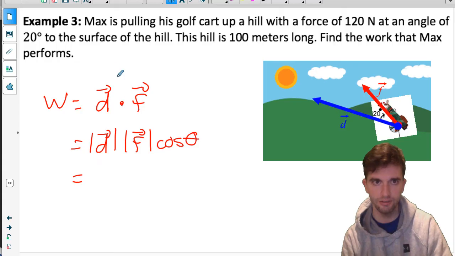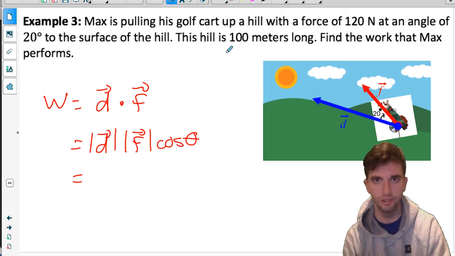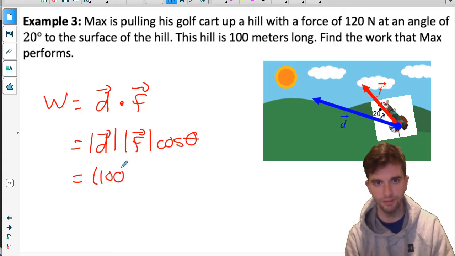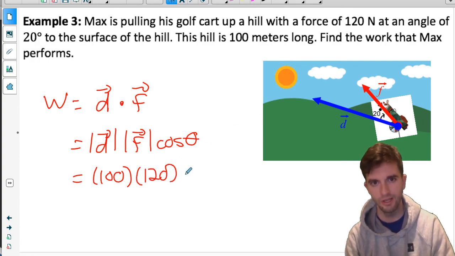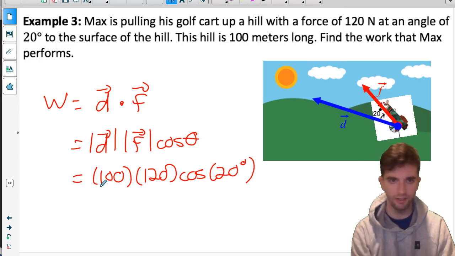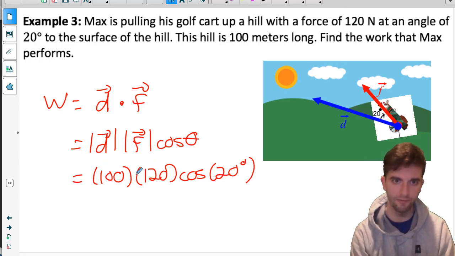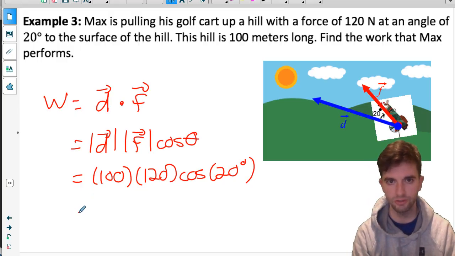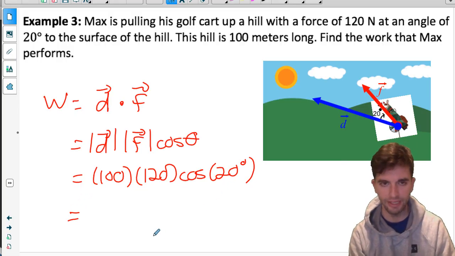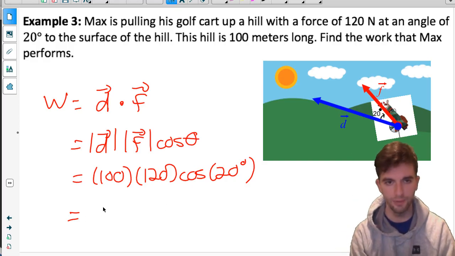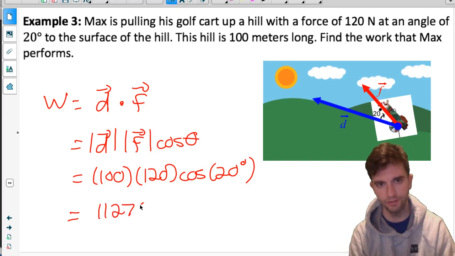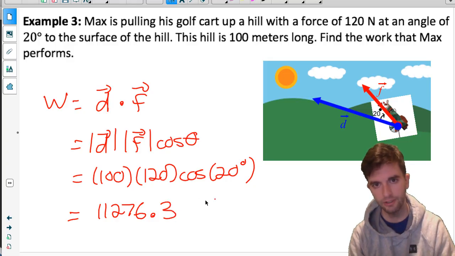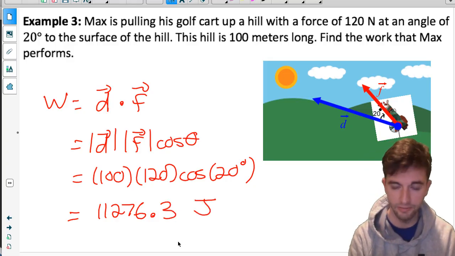So in this question, it equals 100, that's the displacement, times the force, 120 newtons, times cosine of the angle between them, which is 20 degrees. And right, our displacement is in meters, and our force is in newtons, so our product is going to be in Newton meters, otherwise called joules. So we can evaluate this and get an approximate answer, and we would get 11,276.3 joules, or Newton meters.